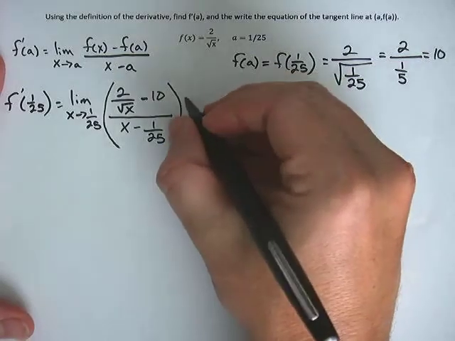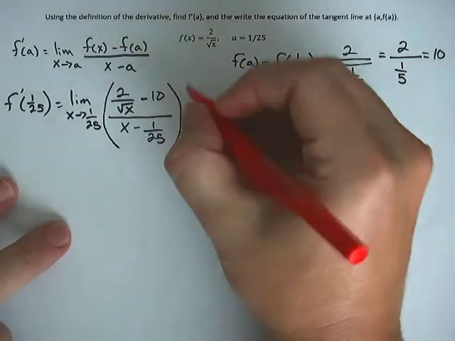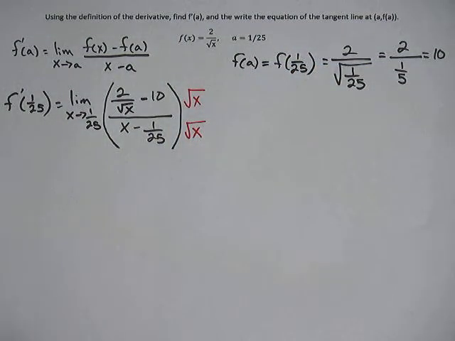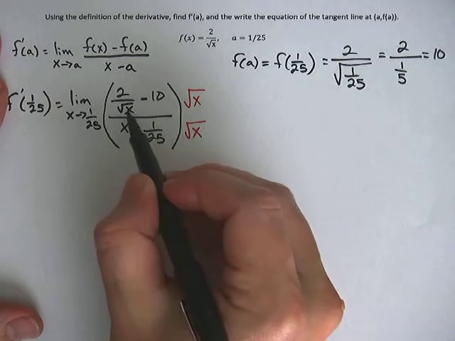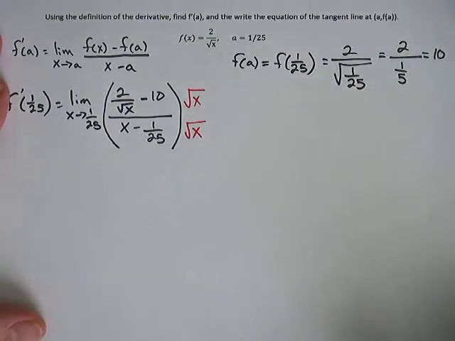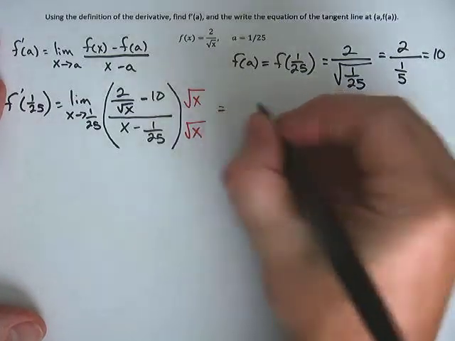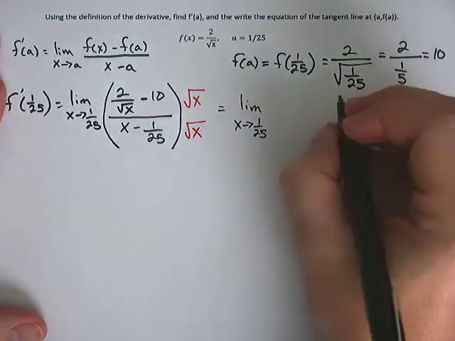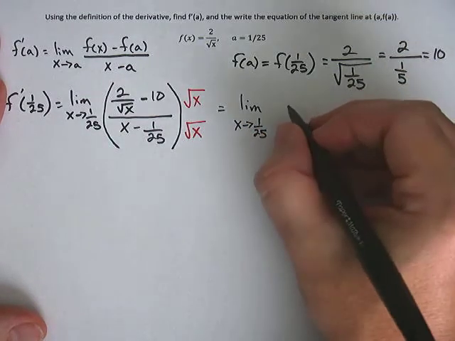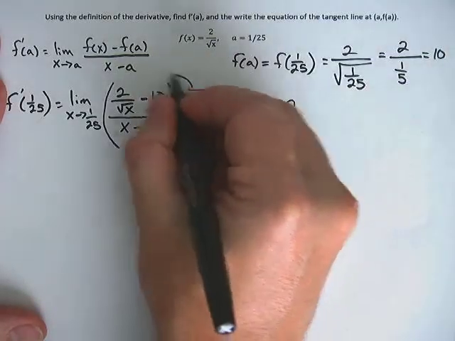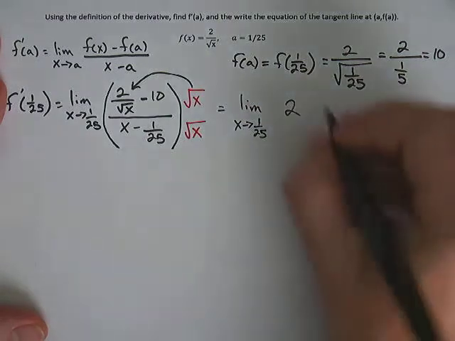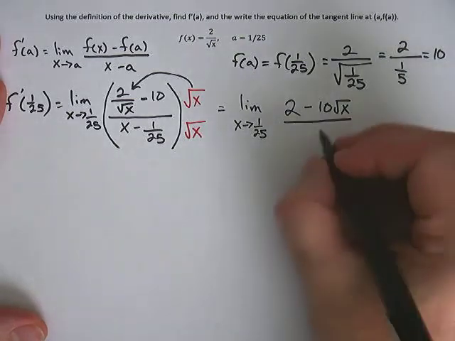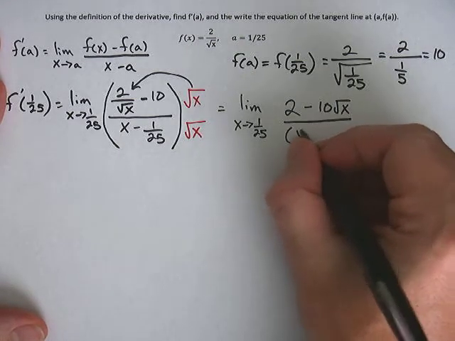Let's multiply the top and bottom by the square root of x. We'll multiply the numerator and the denominator by the square root of x. What that's going to do for us is get rid of this square root of x in the denominator. It's going to rationalize that fraction. So we still have the limit as x approaches 1 over 25, and then we have 2, multiplying through, so it cancels with the square root on the bottom, and then minus 10 square root of x. On the bottom we have, let's just leave it. Let's not multiply that through for now.